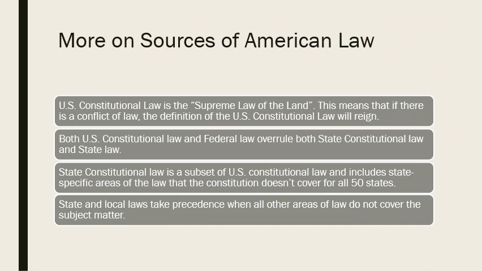The U.S. constitutional law is the supreme law of the land. This means that if there's a conflict between the U.S. constitutional law and any other source of law, the definition of the U.S. constitutional law will reign supreme. Both U.S. constitutional law and federal law overrule both state constitutional law and state law.